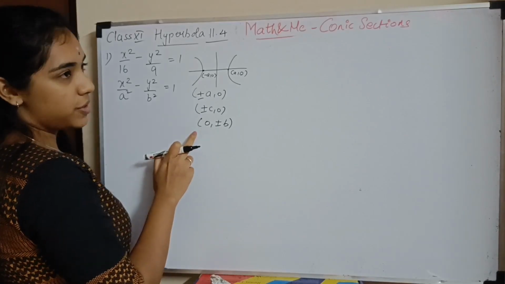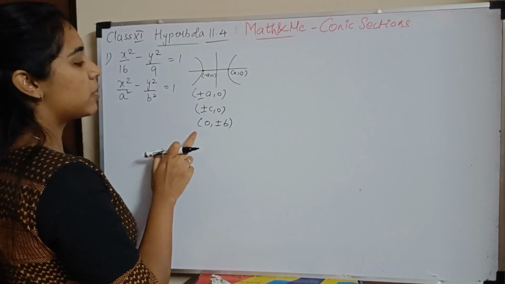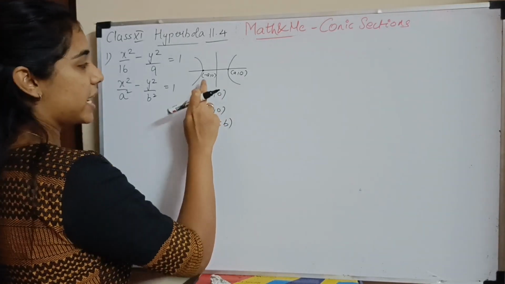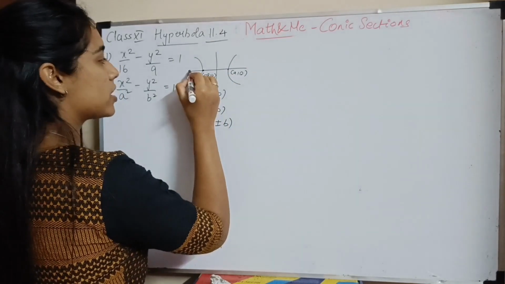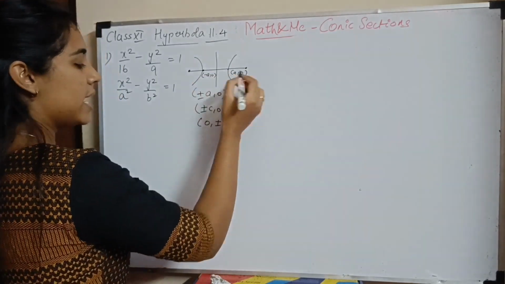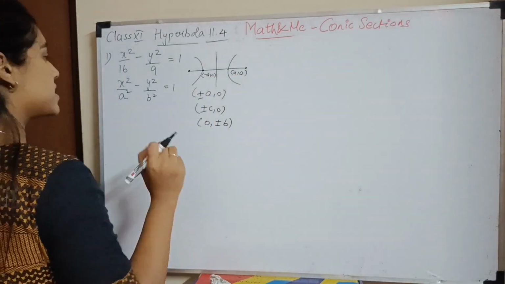Kindly watch my previous video where I've solved some example questions. I would have explained why I've got this. Okay. A and C, they lie on the same line. The focus point lies here. So A and C, they lie on the same axis. So these are the coordinates.